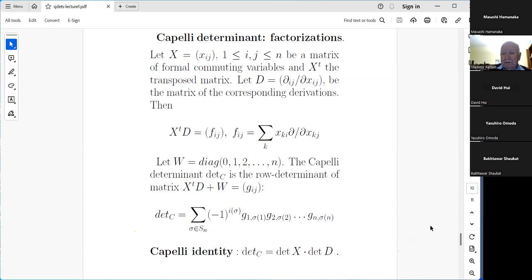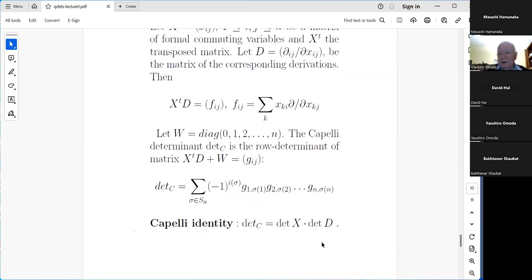And now there is actually the famous identity, called one of the most mysterious identities of the 19th century. It claims that the Capelli determinant, which is just a strange determinant of the non-commutative matrix, is equal to the product of determinants of commutative matrices, X and X sub D, where entries of X commute and X sub D commute. Okay, and so the idea is how to present this Capelli determinant in a more canonical way.